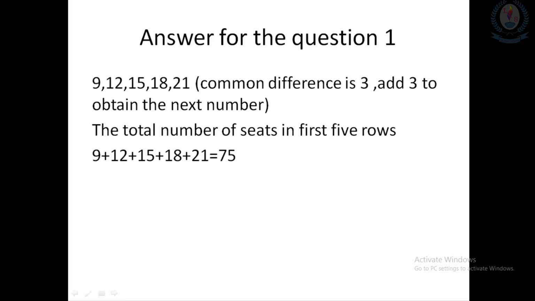Answer for question number 1. 9, 12, 15, 18, 21. They have given the first row consists of 9 seats, the second row 12 seats, the third row 15 seats. So what is the common difference? 12 minus 9 is 3. 9 plus 3 is 12, 12 plus 3 is 15, 15 plus 3 is 18, 18 plus 3 is 21. To find the total number of seats in the first 5 rows, 9 plus 12 plus 15 plus 18 plus 21 equals 75 seats.